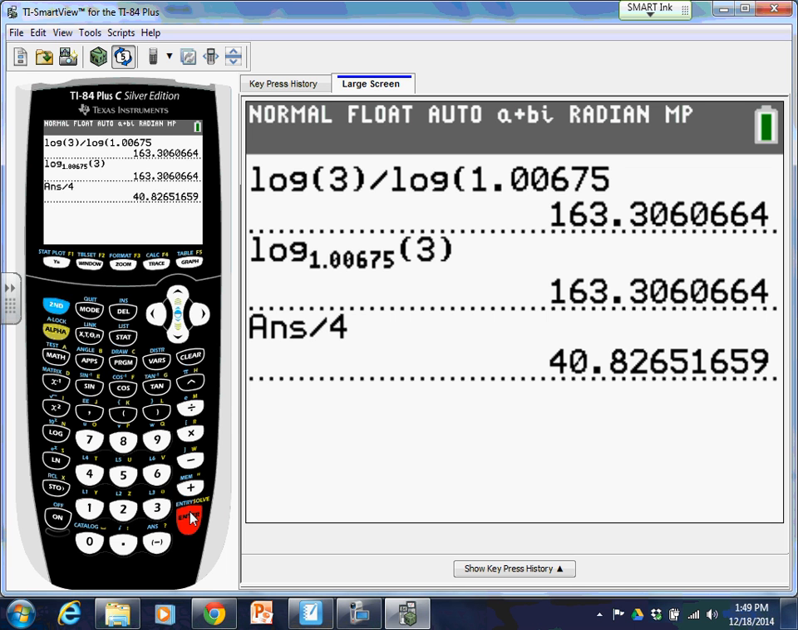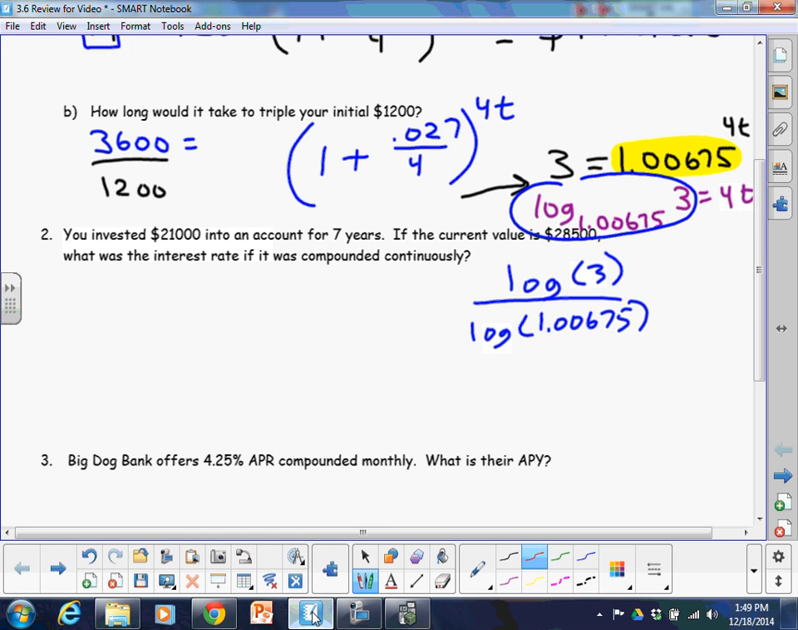Okay, so it should take about 40.8 years to triple the money there. Okay, so that can be your answer for part B here. T is approximately 40.8 years.